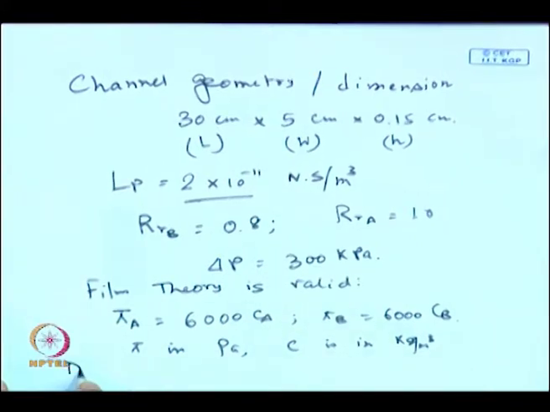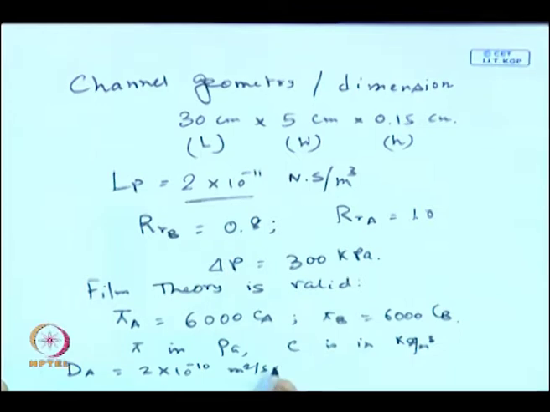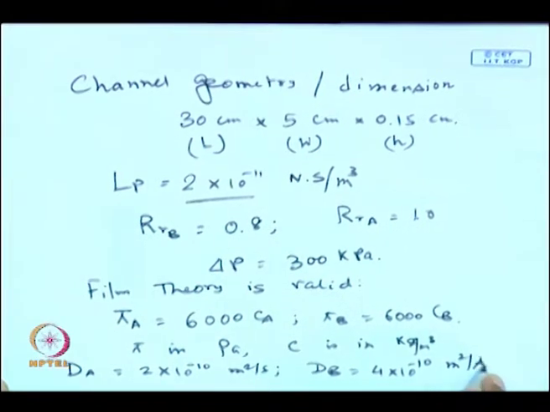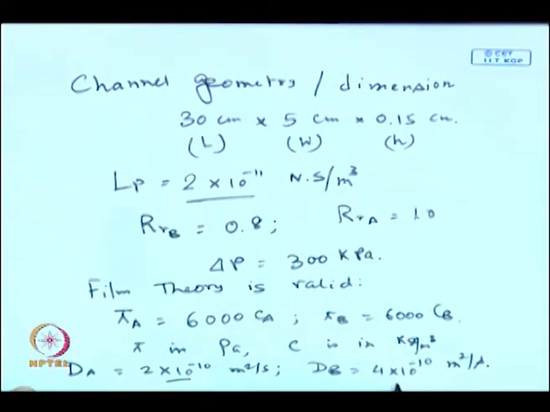Diffusivity of the two solutes are given. Diffusivity of A is 2 into 10 to the power minus 10 meter square per second. Diffusivity of B is twice of that, 4 into 10 to the power minus 10 meter square per second. Solution viscosity and density are taken to be the same as that of water. So, the diffusivity of these solutes are in the order of 10 to the power minus 10 meter square per second.